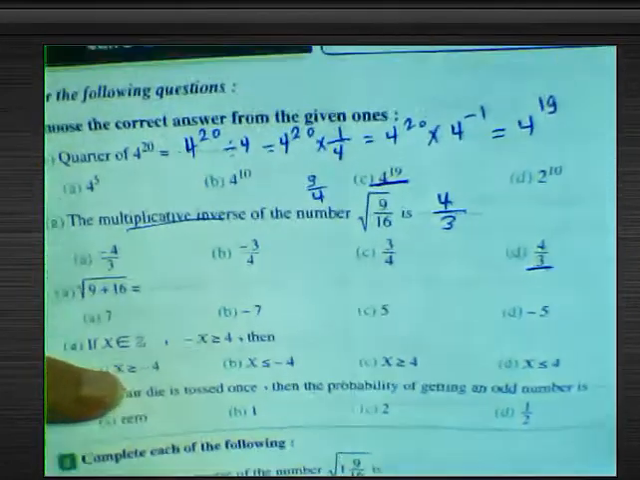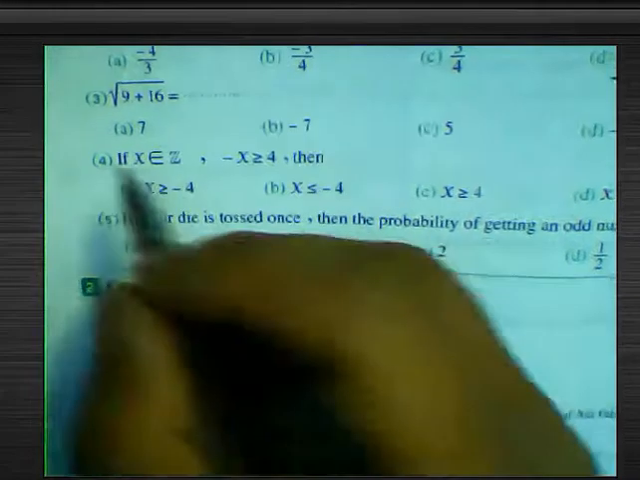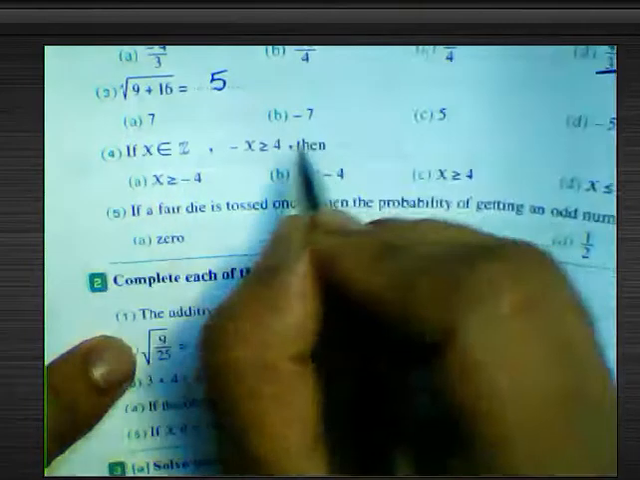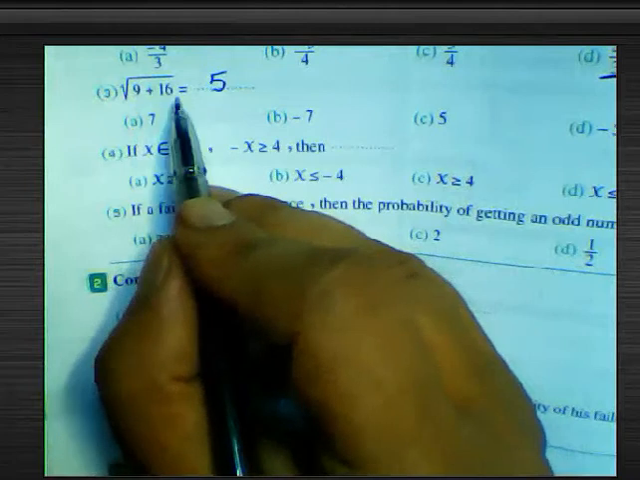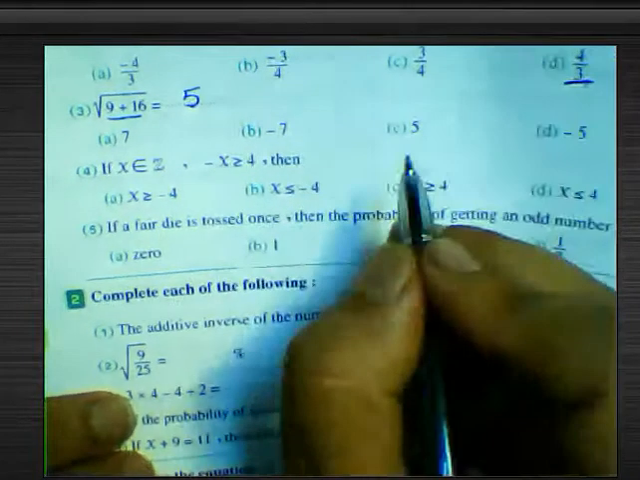Square root of 9 plus 16 equals 25. Square root of 25 equals 5. Don't distribute, okay? Don't distribute the root to the two terms. You must find the result first and then find the root of the result. The result will be 5.